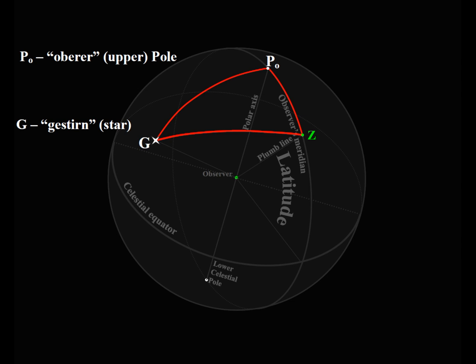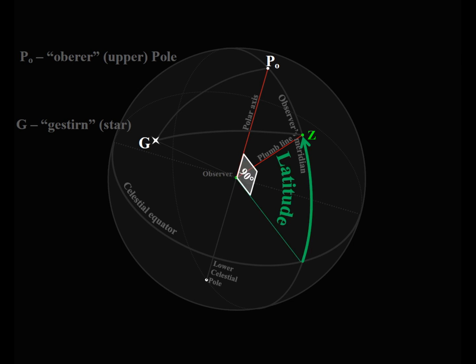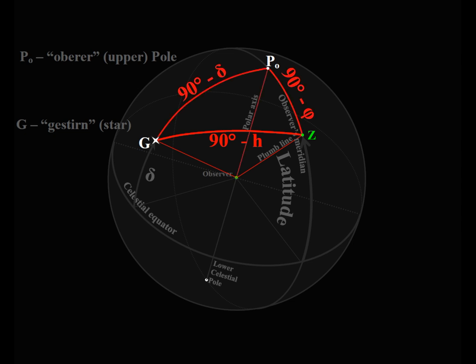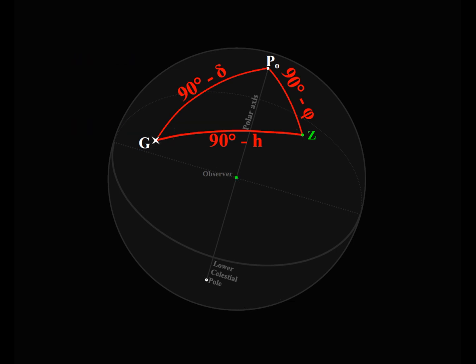Each side of a spherical triangle is an arc that corresponds to an angle with a vertex in the center of the celestial sphere. 90 degrees minus the latitude of the observer, 90 degrees minus the star declination. The third side is the zenith distance, 90 degrees minus the altitude. The sides of a spherical triangle form spherical angles between themselves on the surface of the celestial sphere. The spherical angle, the vertex of which is at the zenith of the observer, corresponds to the azimuth of the star. The spherical angle, the vertex of which is at the celestial pole, corresponds to the local hour angle, which is denoted by T.